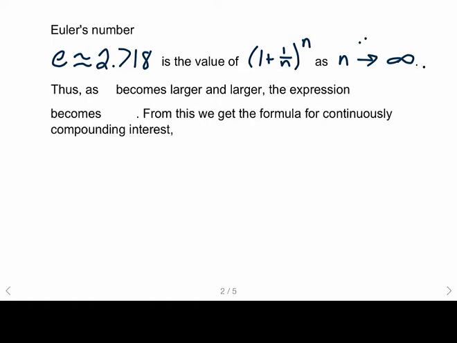Thus, as n becomes larger and larger, the expression that we were just looking at, (1 + r/n)^(nt), becomes e^(rt). And from this, we get the formula for continuously compounding interest, and this is where I want you to pay attention: A = Pe^(rt).